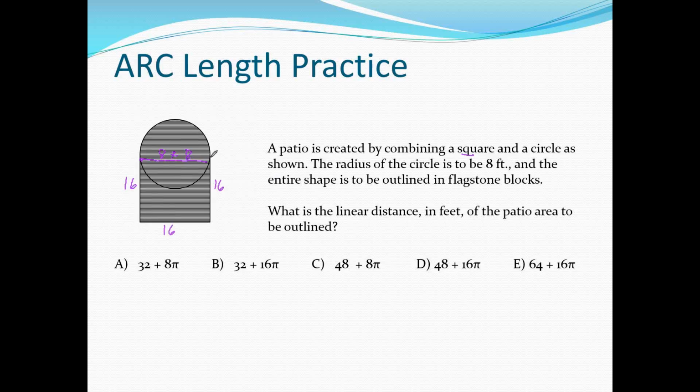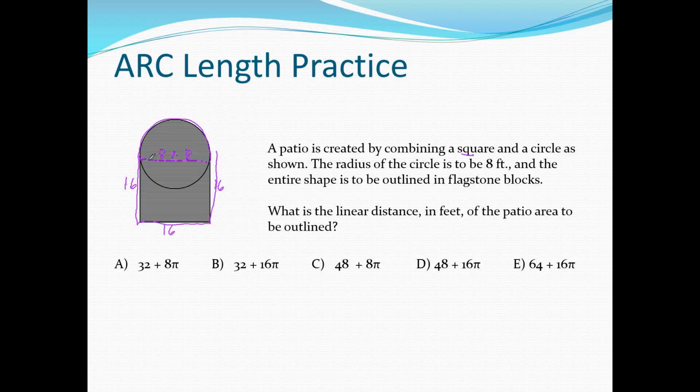And they want to know how to outline it. And people, this means they're going to build a little brick walk or something like that. So they're asking for this. They want to outline that whole thing. This right here, they're not going to do anything with, and they're not doing anything with that. They just want to know what the linear distance is around the whole thing. Well, we've already got 16, 16, and 16. Add that up. And then, of course, when we find the length of the arc, that's going to be different. So you're going to have 2 sets of numbers.